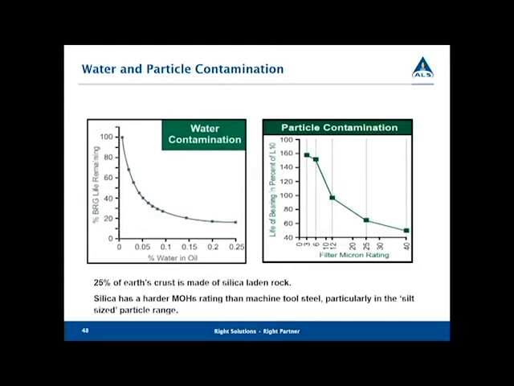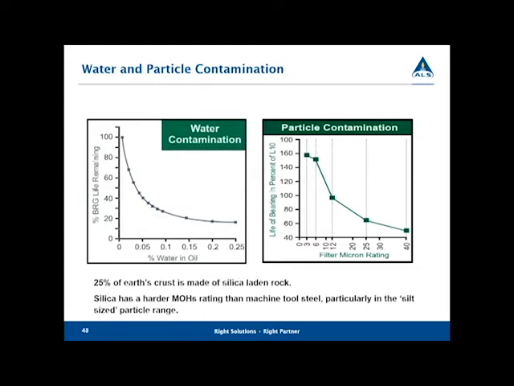Now, on the left-hand graph, we have bearing life remaining versus percent water in the oil. You see the reduction in bearing life from just a small percentage of water. It's incredible. The same thing holds true for bearing life in relationship to particle contamination. If you can control water, you can control contamination, and you control the livelihood of that particular asset.